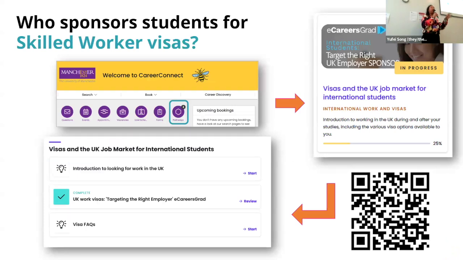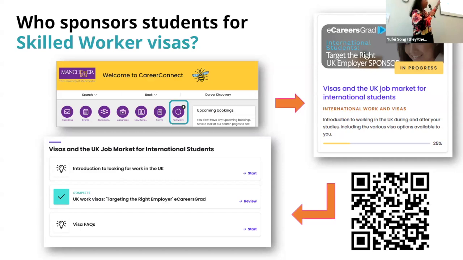Specifically, if you're looking for employers with a license to sponsor you on a skilled worker visa, what we have on the website is this: if you go to the pathway on Career Connect, and then click on the pathway visas and the UK job market for international students, that is where our bank of employers essentially is.